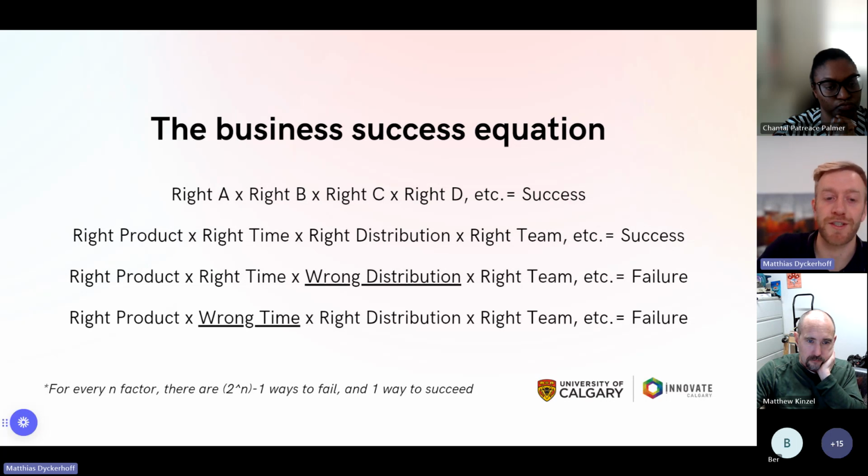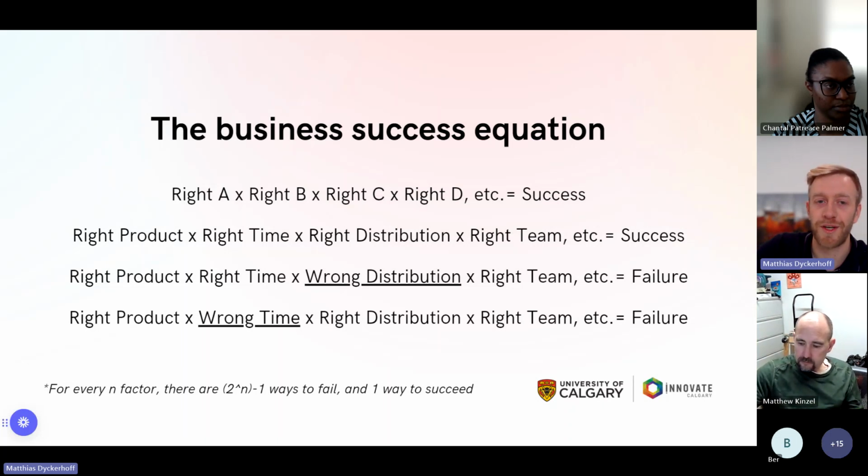And there are more than just these four areas that I highlighted that can affect the success of your business. And if you look at this from a mathematical standpoint, every new factor you add that affects your success or failure means that there are 2 to the power of n minus 1 ways to fail and only 1 way for it to succeed. So the more complex your equation is, the more difficult it is to get all those pieces right. And typically an MVP only focuses on that product piece, maybe distribution too, but misses out on some of the other pieces.